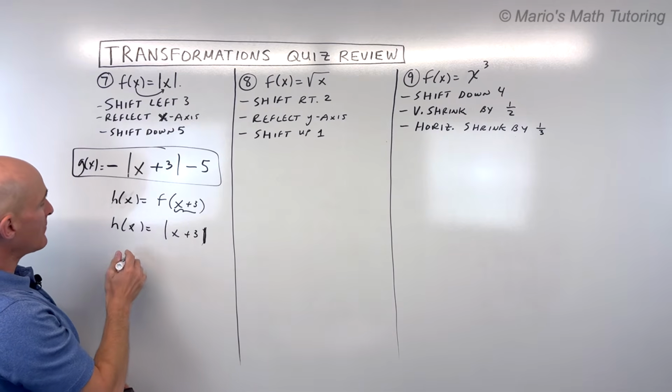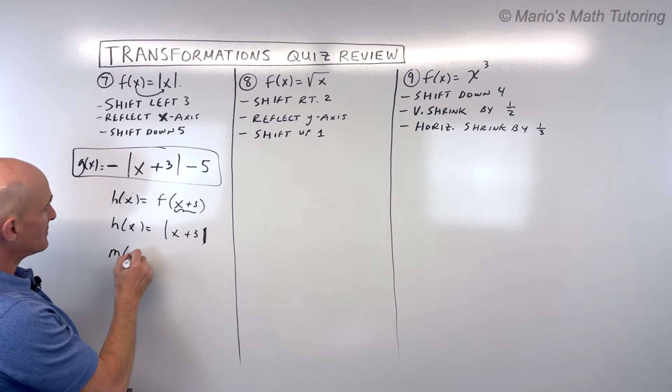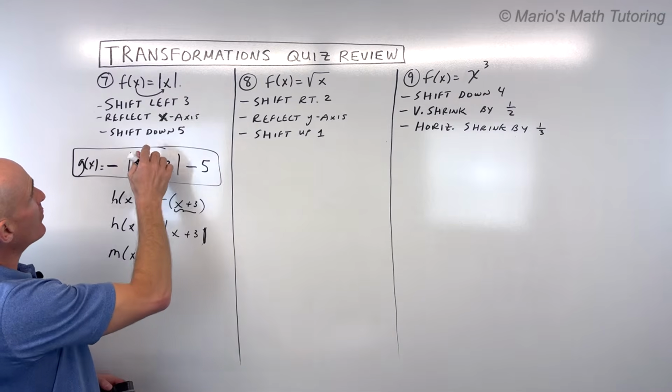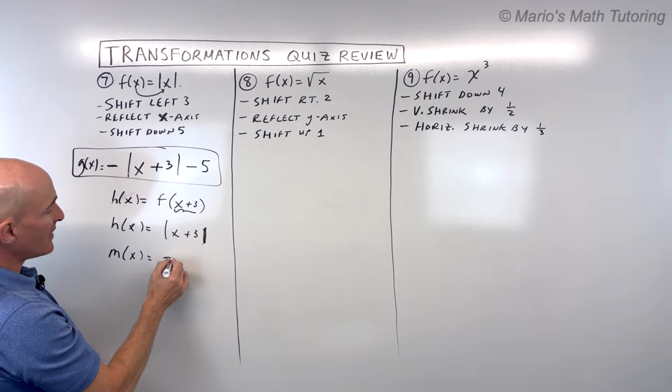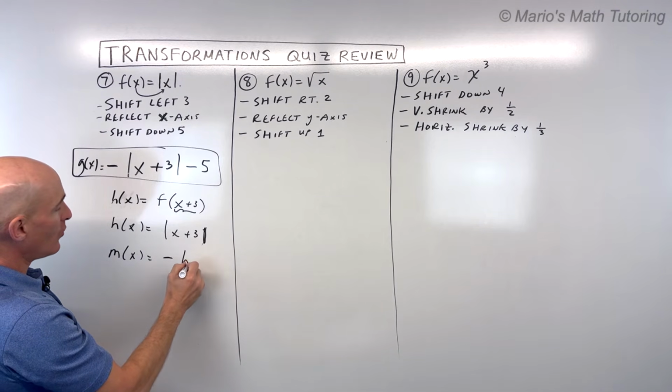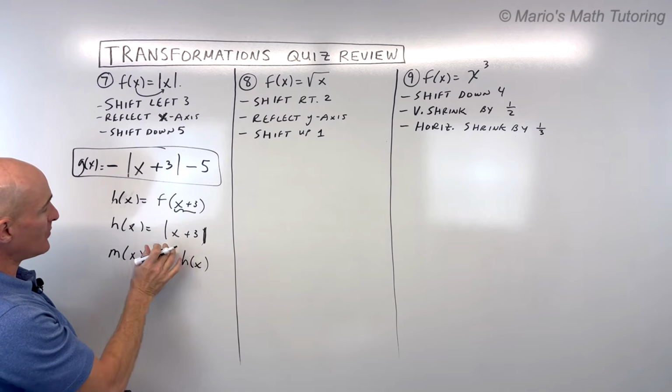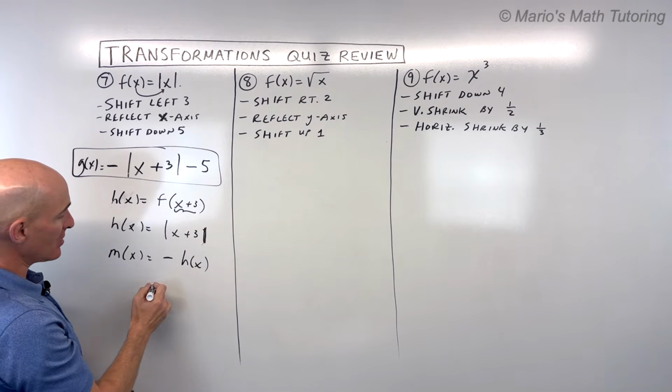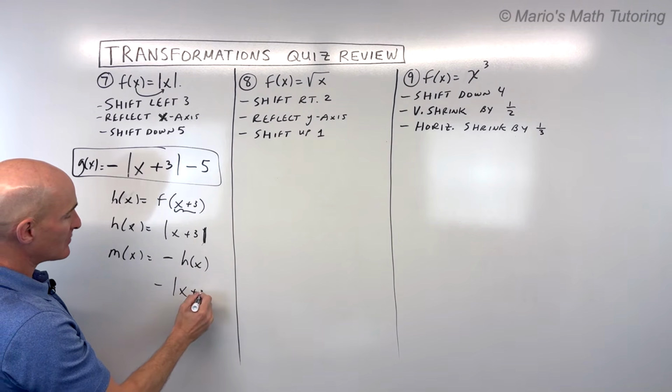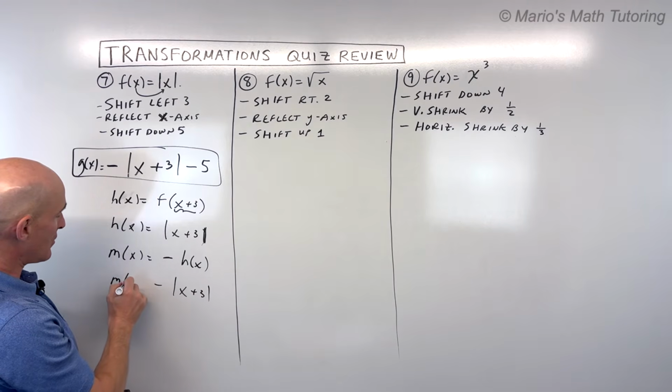Okay. Then you might say, how about m of x? Now we want to reflect over the x-axis. What reflects over the x-axis? That's going to be negative 1 times h of x. But what's h of x? That's this whole function here. So that's negative absolute value of x plus 3. So that's our m of x.